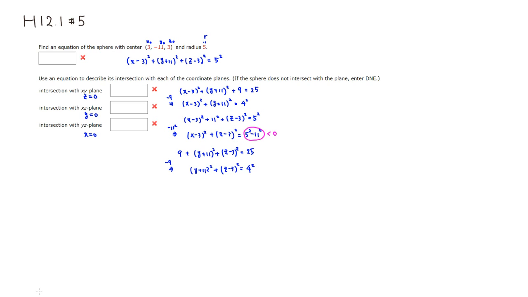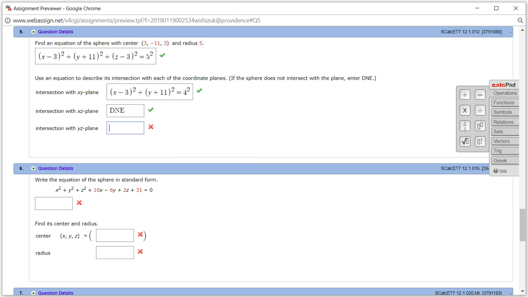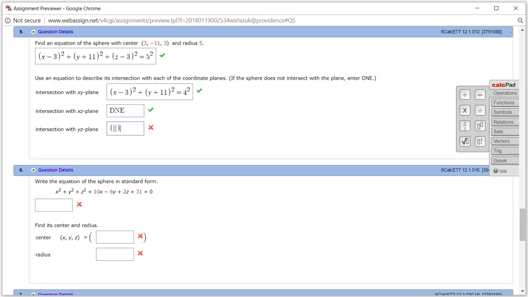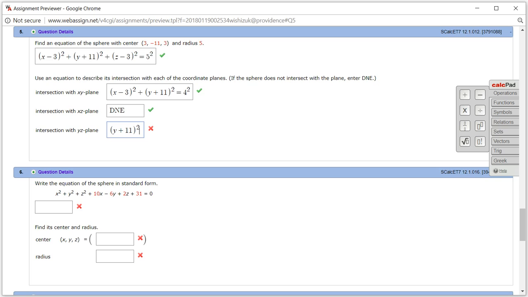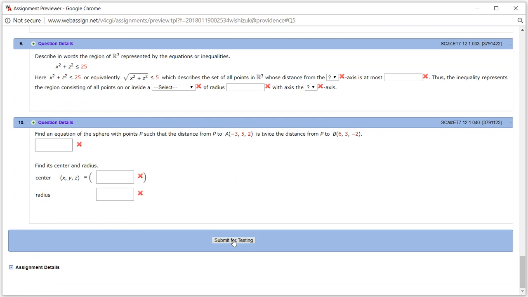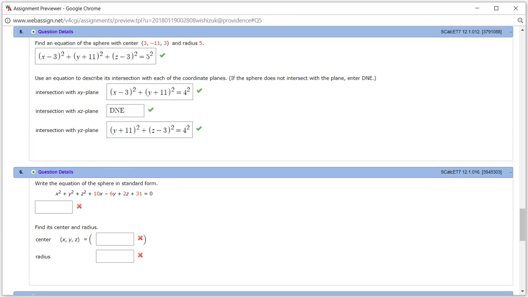Let's type that in. We have this equation: y plus 11 squared plus z minus 3 squared, and the radius is 4, so 4 squared. Let's check the answer, submit for testing. It came back and looks like we got this one correctly as well. That's it. I hope that this was clear.